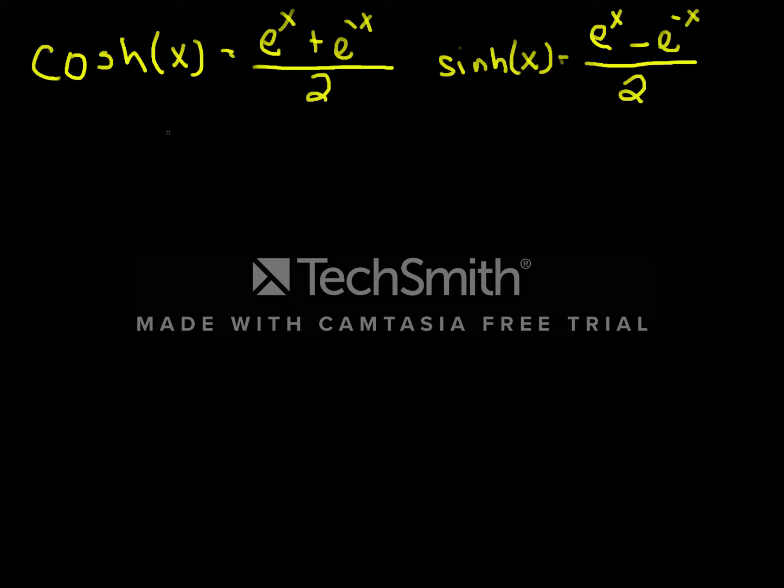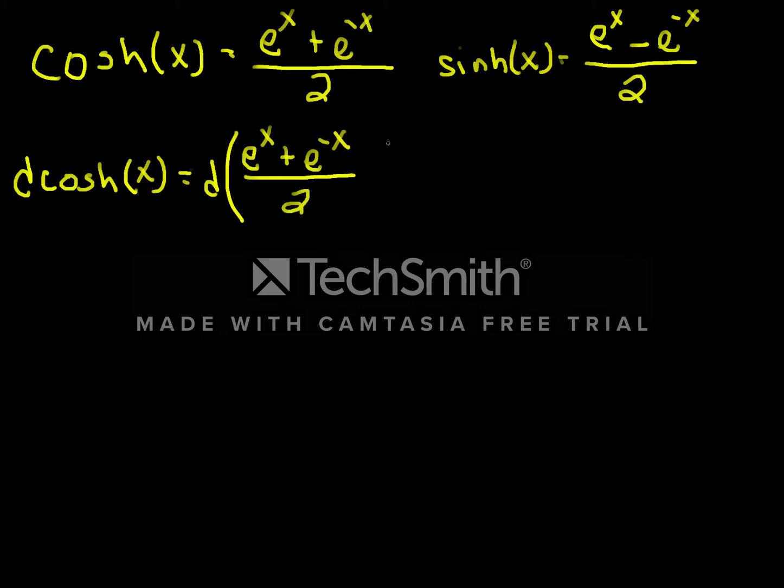So if I want to know what is the differential of hyperbolic cosine, it is equal to the differential of e to the x plus e to the negative x, all divided by 2. And this is a constant, 1/2. I'm really multiplying by 1/2, so it can factor out. And my differential will distribute over addition.